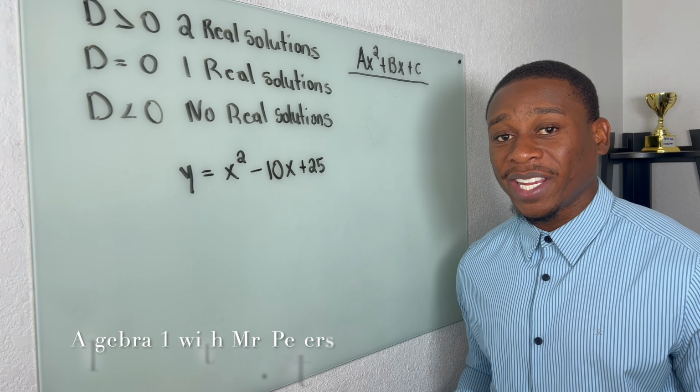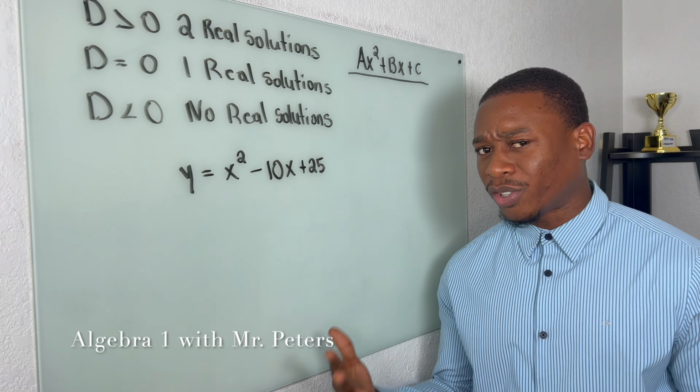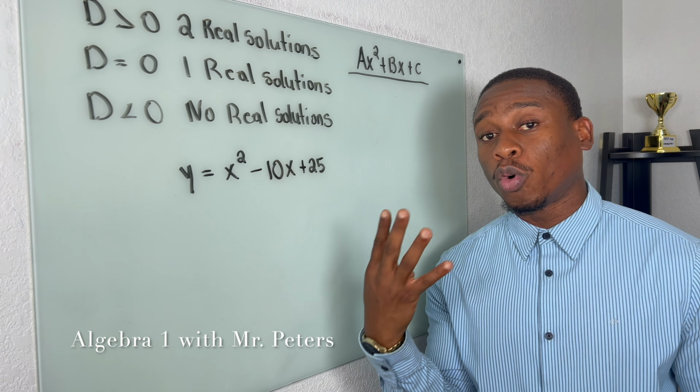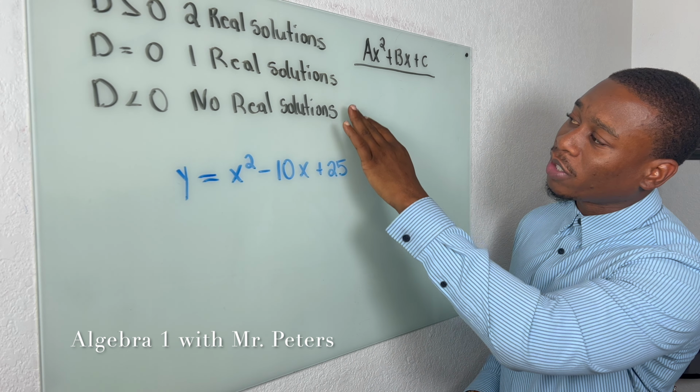What's good, everybody? In my video, we're talking about how to use a discriminant to determine the number of solutions. I'm going to go over about 4 key problems with you guys. What's important is to understand these 3 sentences.